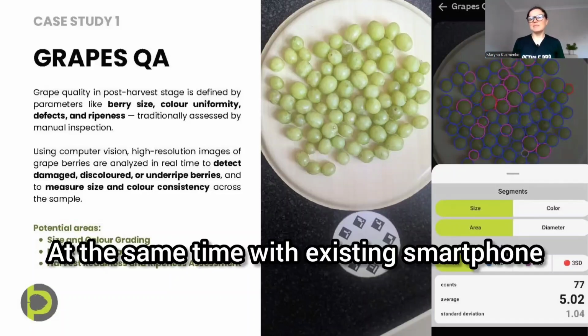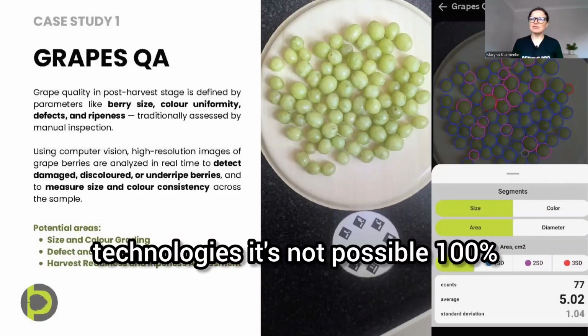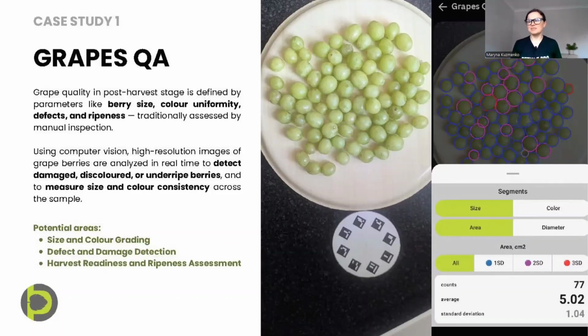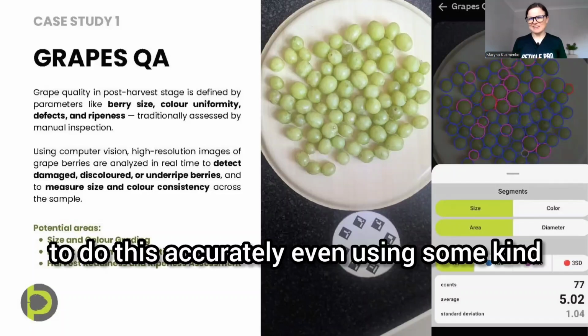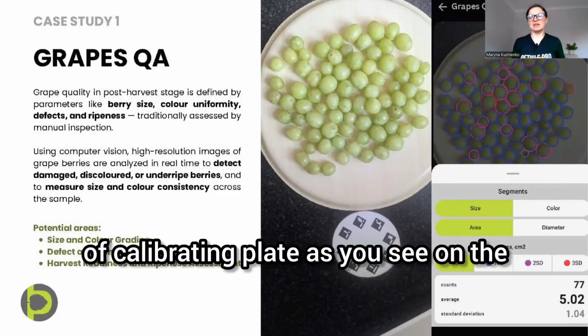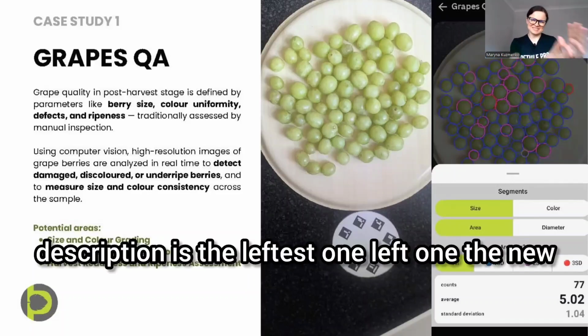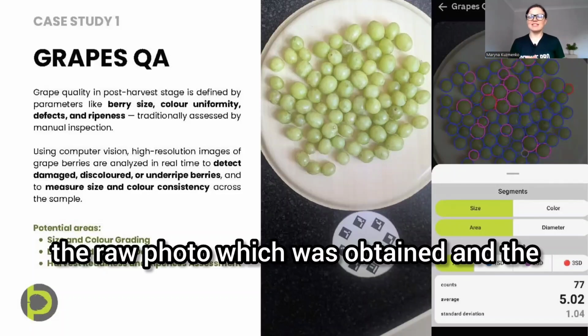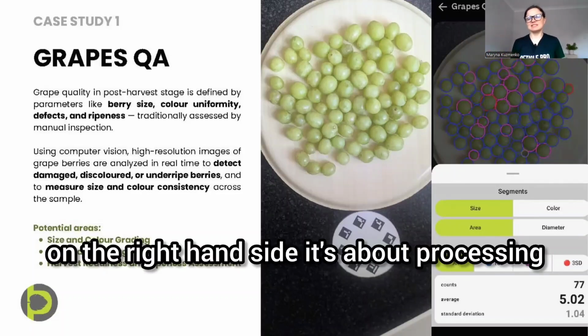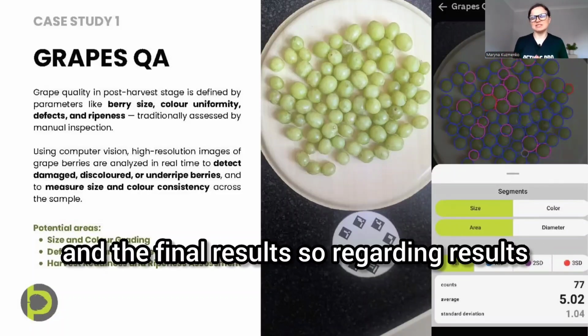At the same time, with existing smartphone technologies, it's not possible to do this 100% accurately, even using some kind of calibrating plate, as you see in the middle image. The left one is the raw photo which was obtained, and on the right-hand side it's about processing and the final results.